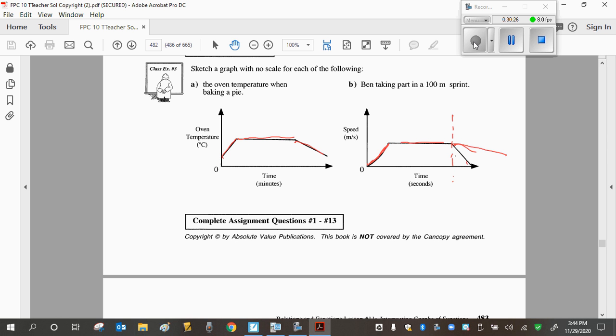I guess this is where they're saying he crosses the finish line and then he jogs and walks and stops. So okay, I understand that now too. I just assumed it was 100 meters, but they're going until he stops. I would say both is a good answer for me.